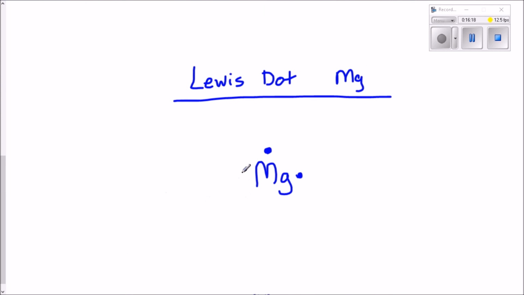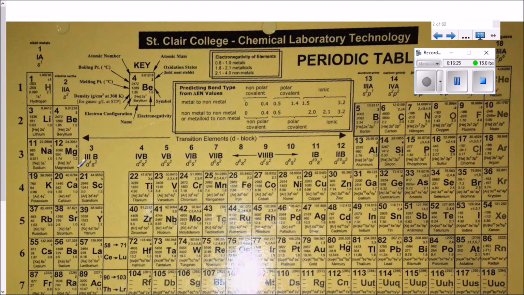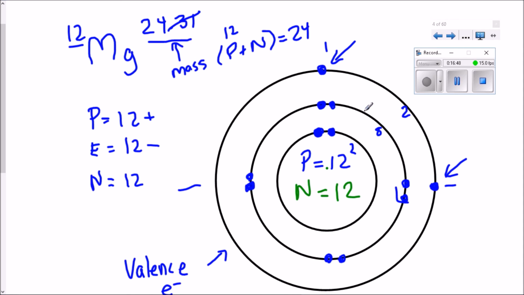I want to point out one more interesting thing about magnesium. Magnesium is in the 3rd period down here, and it also has 3 shells. So this number here on the side tells you how many shells it will have. As well, this number up here tells you how many valence electrons it has. Okay, so we might not understand this exactly, but if we take a look at our diagram again, magnesium has 1, 2, 3 shells. It's in the 3rd period, and it has 2 valence electrons, which is represented by the group number at the top.